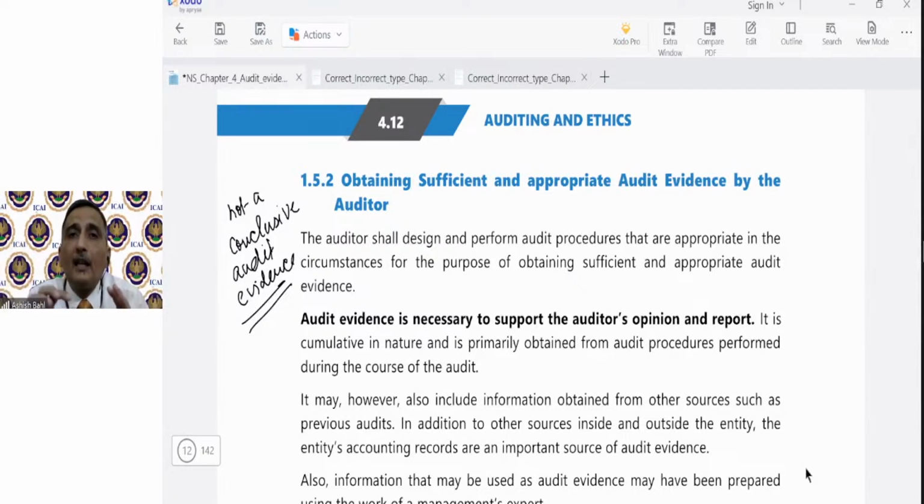So qualitativeness relates to relevance and reliability of audit evidence. So students, when the auditor performs his work, he obtains sufficient appropriate audit evidence. He does not obtain a conclusive evidence.